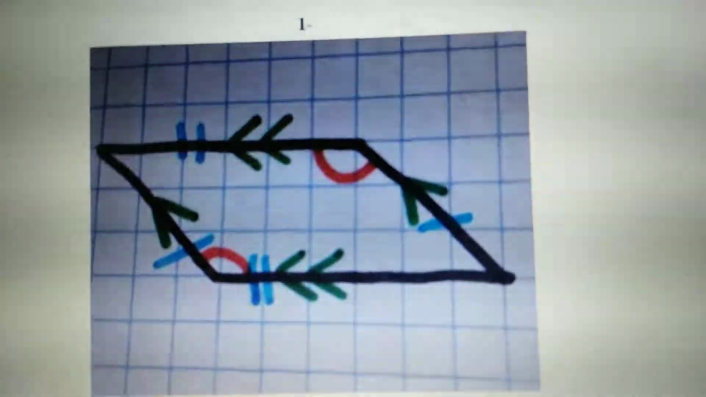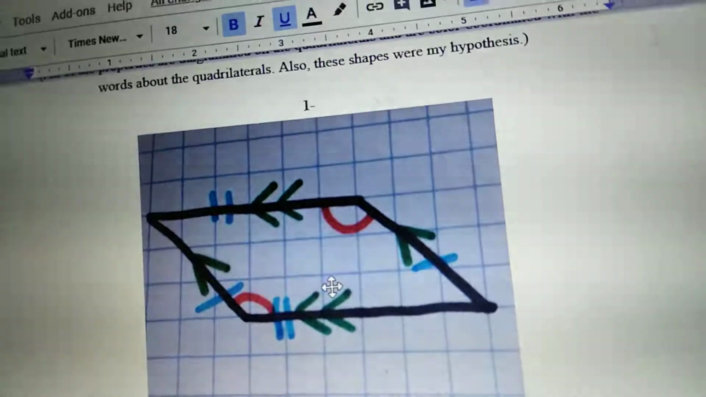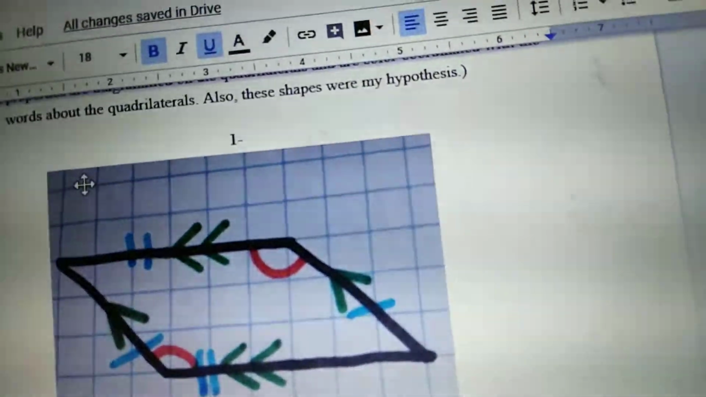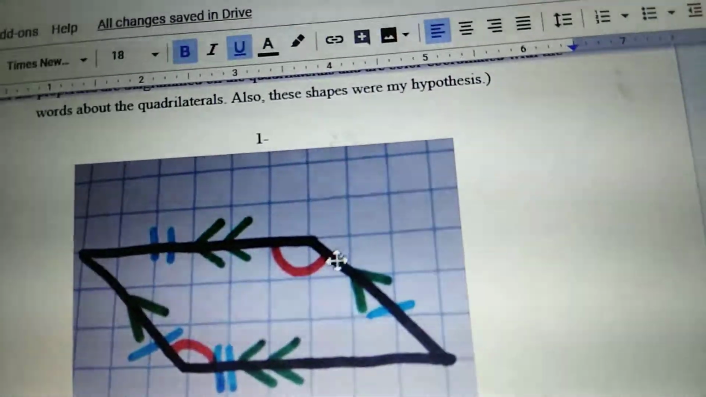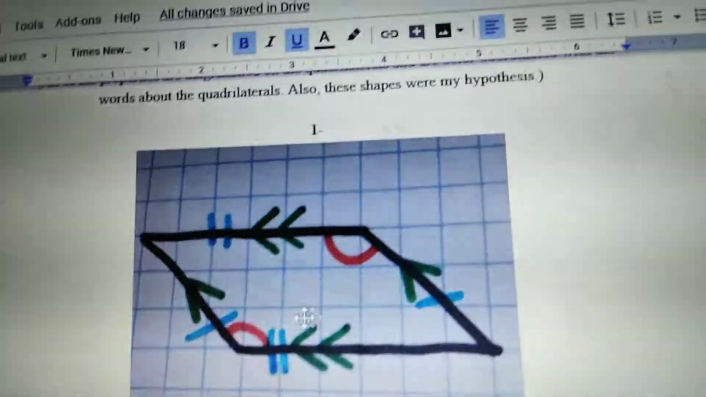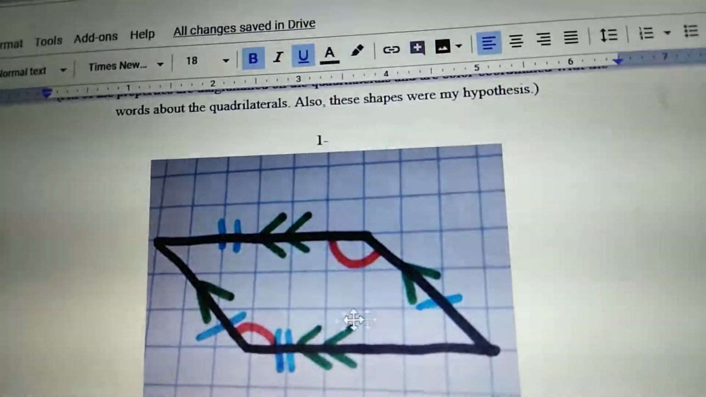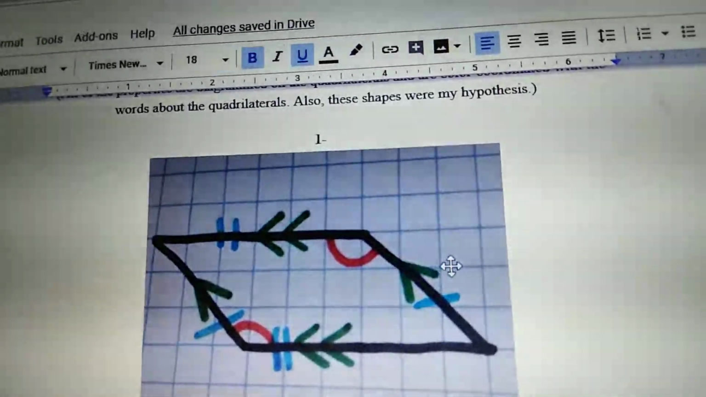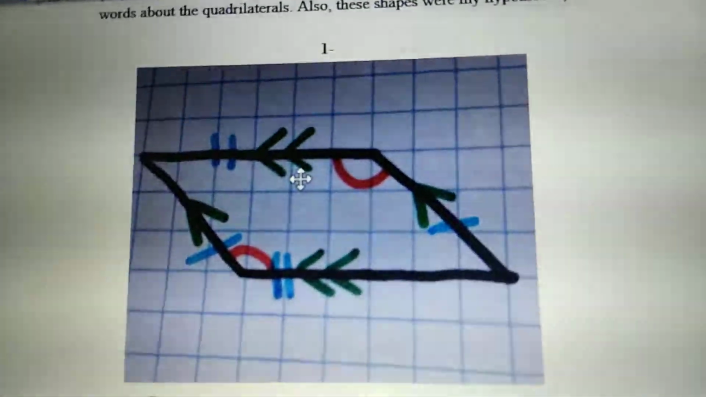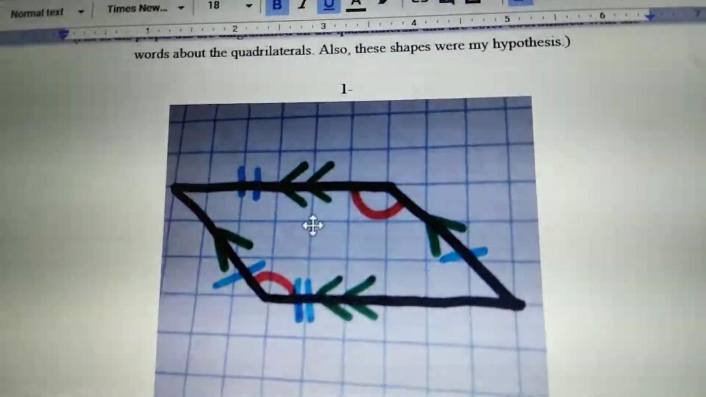So I made this quadrilateral a parallelogram, as you can see here. And the constraints that go with this quadrilateral are: I, is a parallelogram. E, has at least one obtuse angle, and the obtuse angle is right here in red. A, has at least one pair of parallel sides, and it has 2 pairs of parallel sides, and they are written in green.